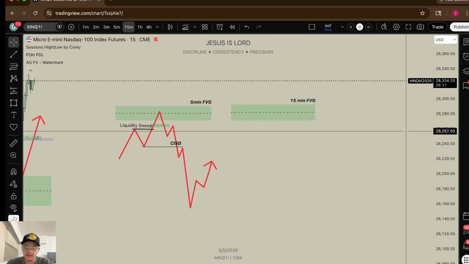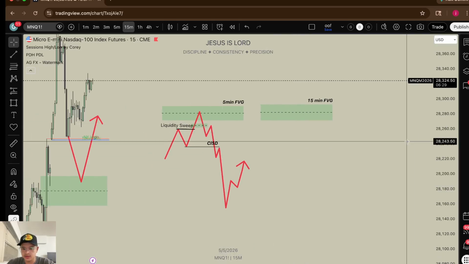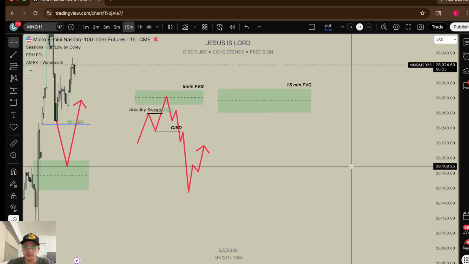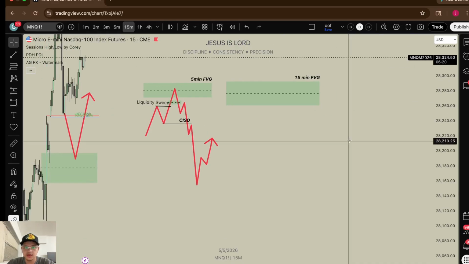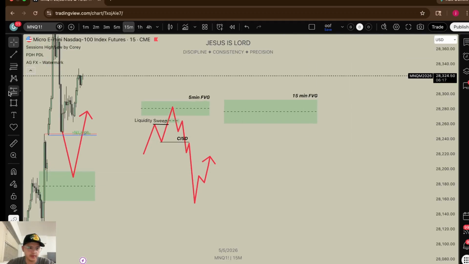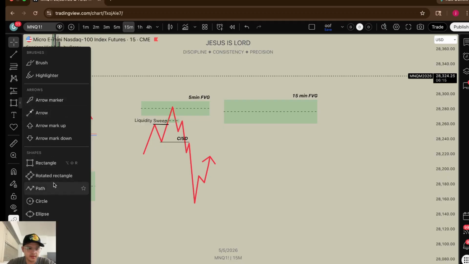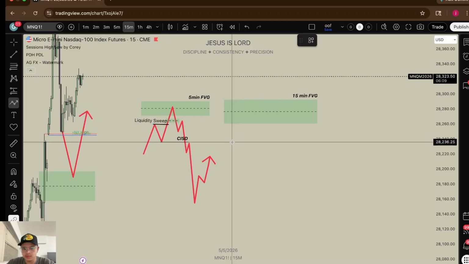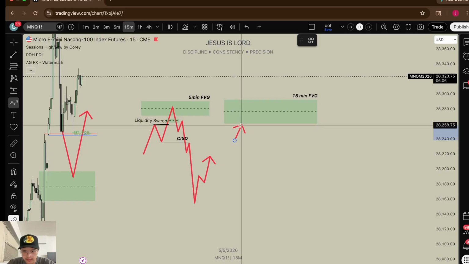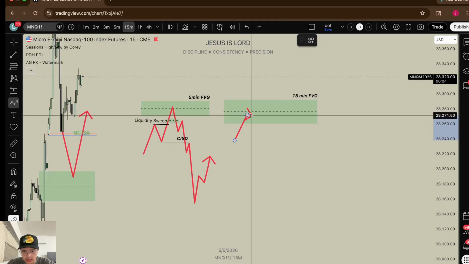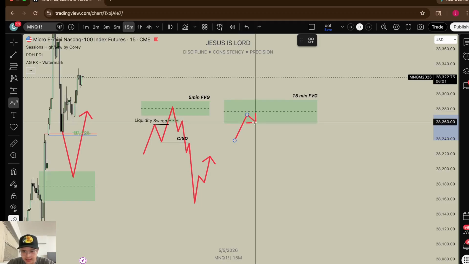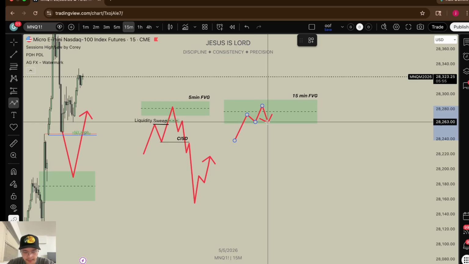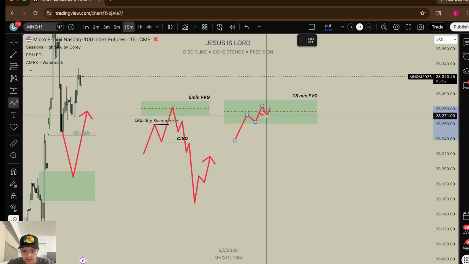On a 15-minute fair value gap, you get a stronger reaction. That's why it's a higher probability and you get better wins, because it's going to be a faster and stronger push. It carries more weight. That's what I mean by it carrying more weight. I'm going to draw it out so we can visualize it. This is what an A+ setup looks like: a reaction from a 15-minute fair value gap when the liquidity sweep happens inside the fair value gap. That's your bread and butter, guys. That is your bread and butter.